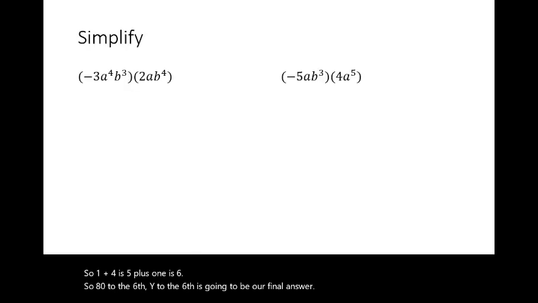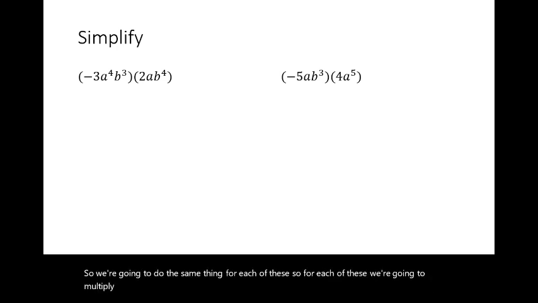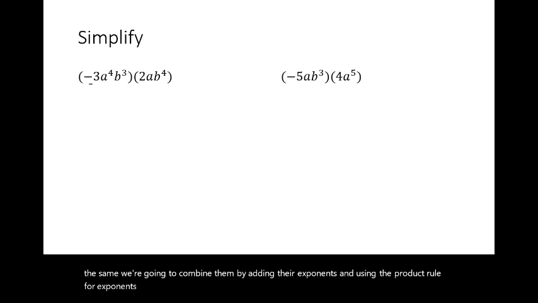So we're going to do the same thing for each of these. For each of these, we're going to multiply these monomials together by multiplying their coefficients. And for any bases that are the same, we are going to combine them by adding their exponents and using the product rule for exponents. So for this first one, we're going to multiply the coefficients first. Negative 3 times positive 2 is negative 6.